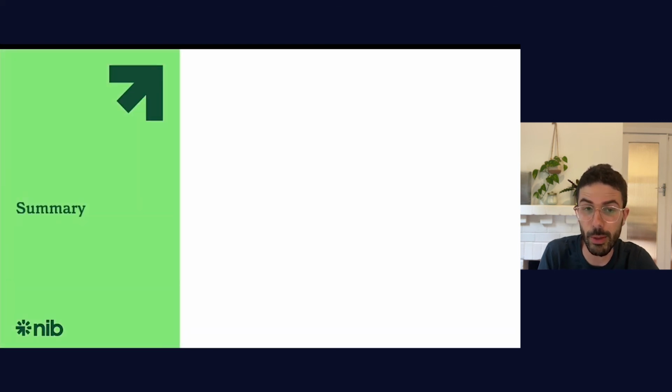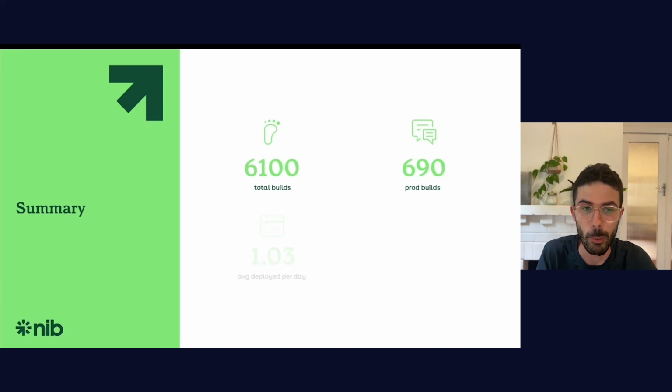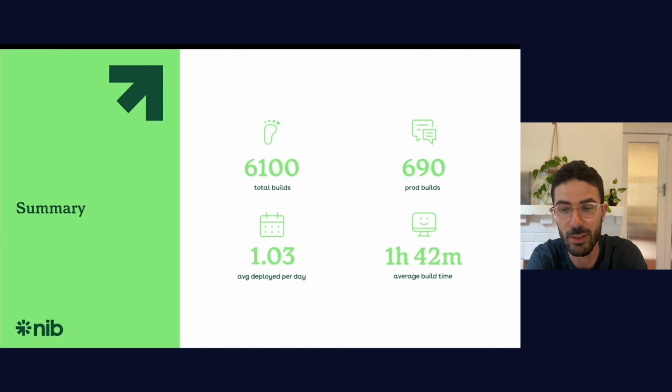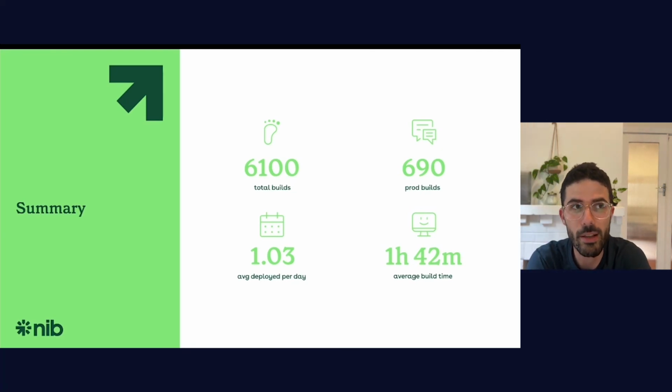So in summary, we've done a fair bit. We've done 6,100 total builds. Of those, 690 have been production builds, which is roughly one model deployed per day since we've been live. And we still have managed to maintain our build time of 1 hour and 42 minutes, which I think is pretty good all things considered, in the sense that when we went from 1 to 3, our build time increased by about 2 minutes.